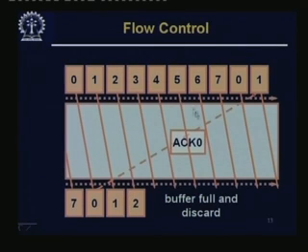Now, this is an example of why flow control is necessary. This data is coming torrentially from above, the receiving side has just got this much buffer and it is full, and then whatever is coming is simply discarded. There is no way to accommodate it, all right.